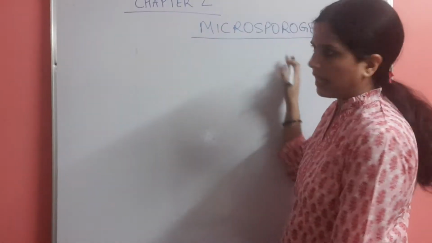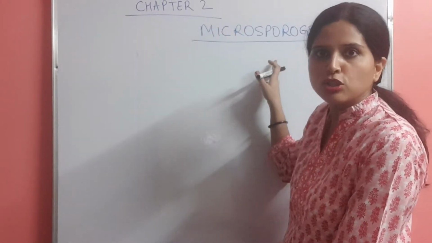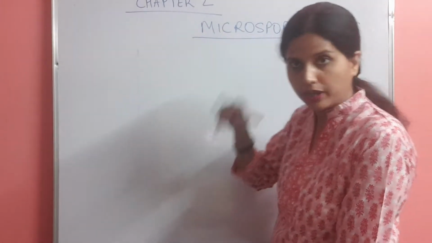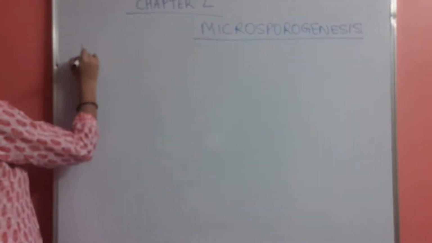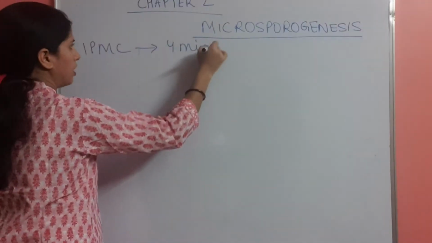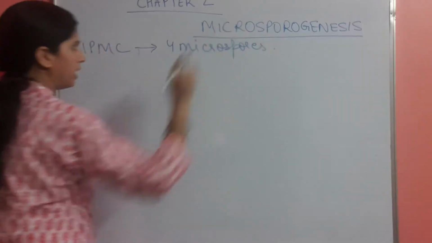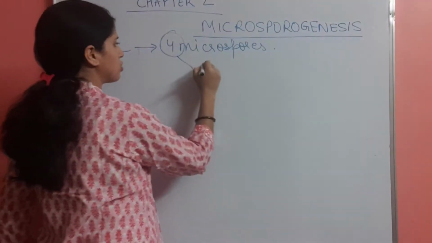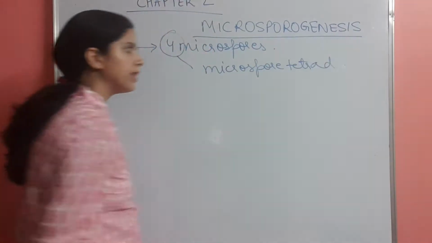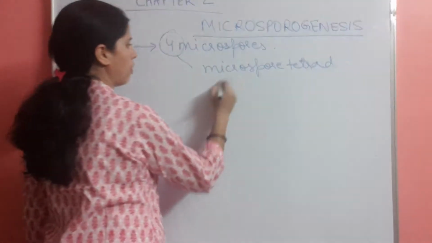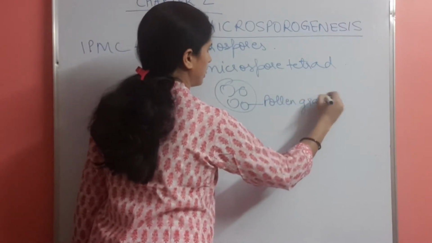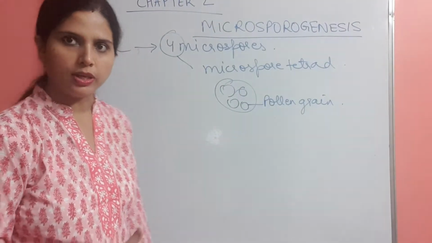So over here, microsporogenesis is the process of formation of microspores from the microspore mother cell or the pollen mother cell. From one pollen mother cell, 4 microspores are formed. This is called a microspore tetrad, and this is going to form the pollen grain. Today we are going to study the detailed structure of this pollen grain only.